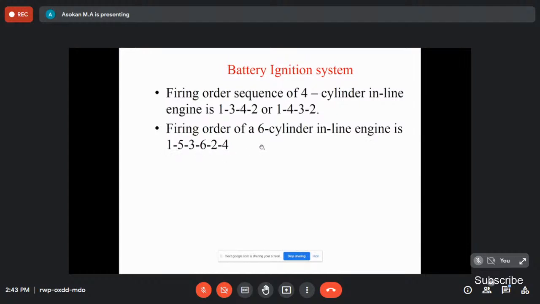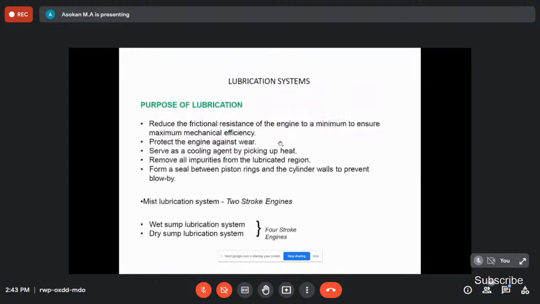This is the firing order of the six cylinder engine: 1-5-3-6-2-4. Okay, so next we move to the lubrication system. Because of the engine, there are a large number of moving components. Because of the moving components, there is friction. So due to friction, it affects the performance.